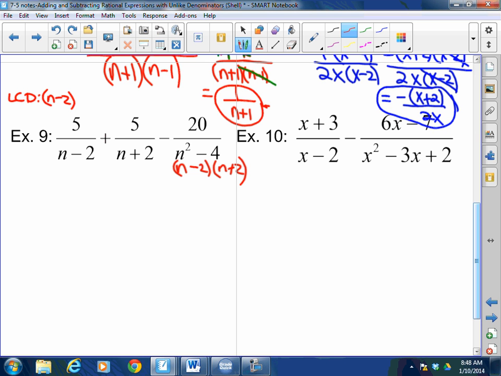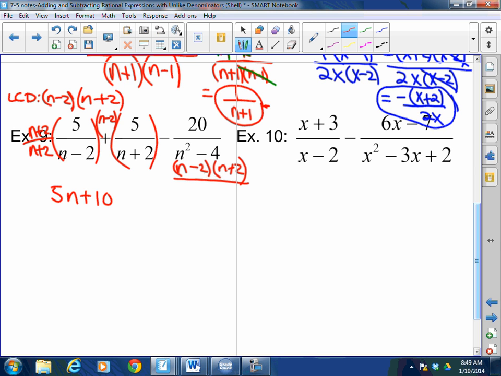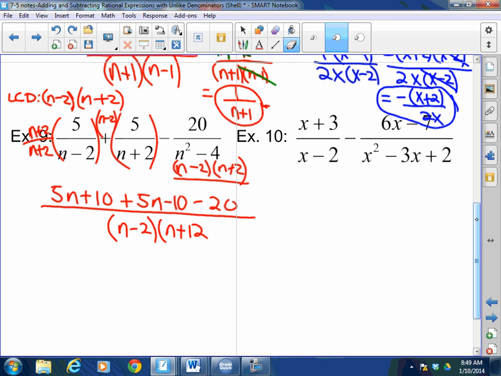n minus 2, m plus 2. Very good. That came out a little sloppy. Okay. So, what do I have to multiply this one by? m plus 2. I'm just going to put 1, but you know it's both top and bottom, right, guys? And then to this one, what am I going to multiply? n minus 2. And to this one, I have nothing to multiply because I already have the LCD there, right? So this is going to be 5n plus 10 plus 5n minus 10 minus 20, all of it over the LCD that we already found, m plus 2.